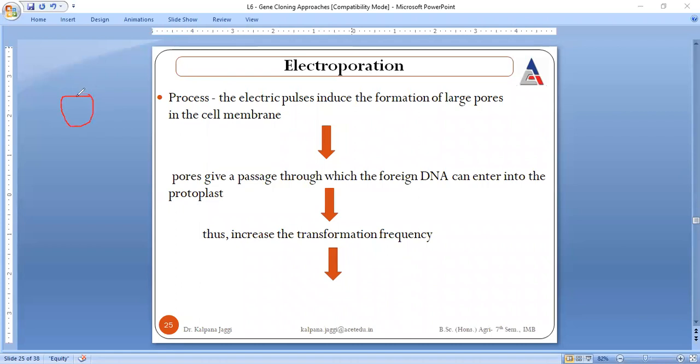Suppose this is a cell, then electric pulses are given to the cell, and as a result of these electric pulses, when high voltage current is given to this cell, there will be the creation of pores, and through these pores, there will be entry of the DNA or desired gene construct into the host genome. Right? As a result, transformation frequency is increased.